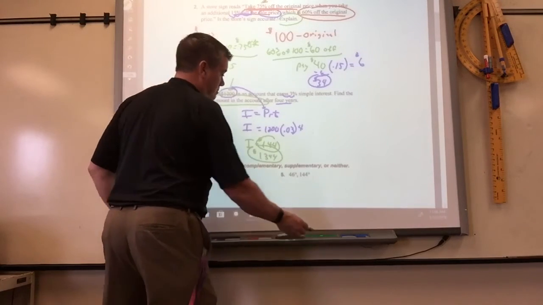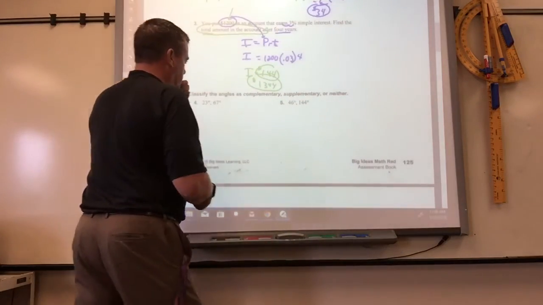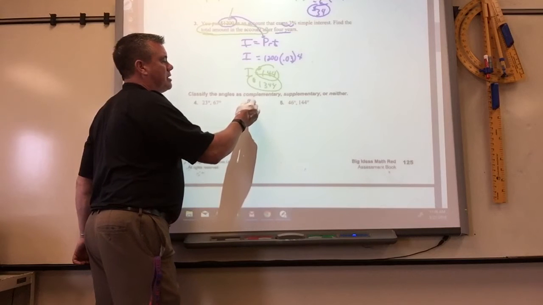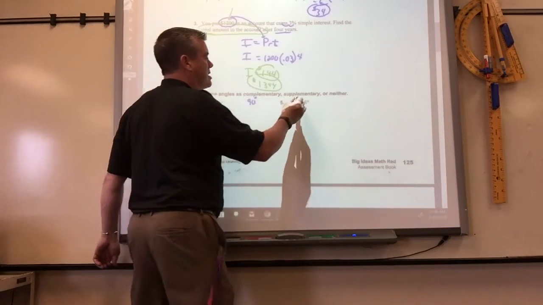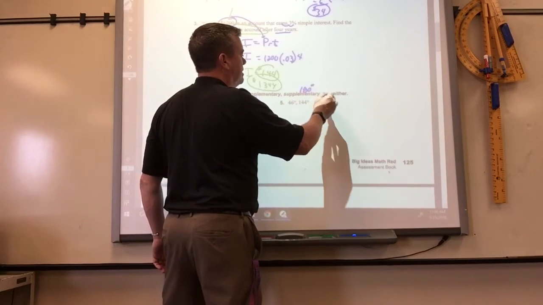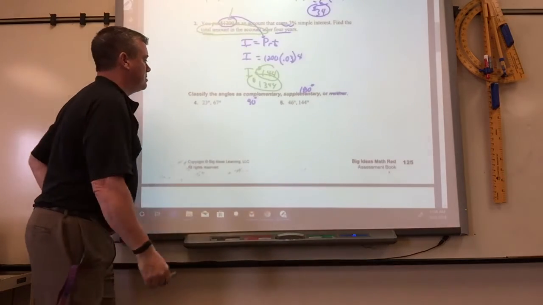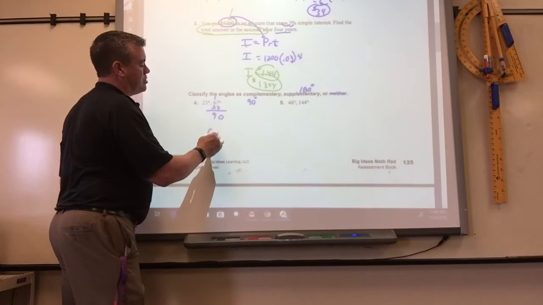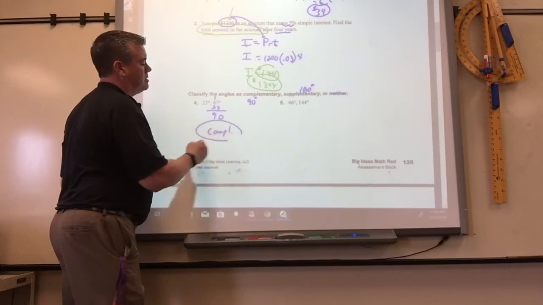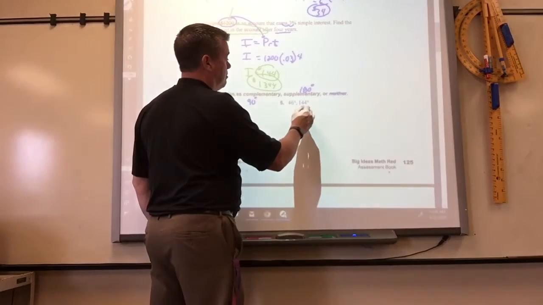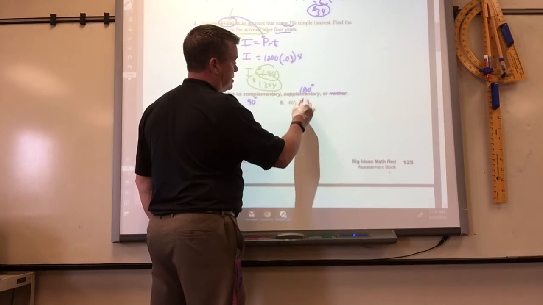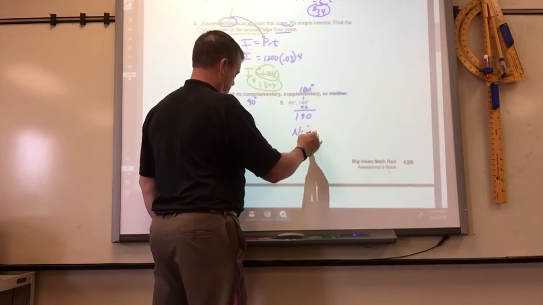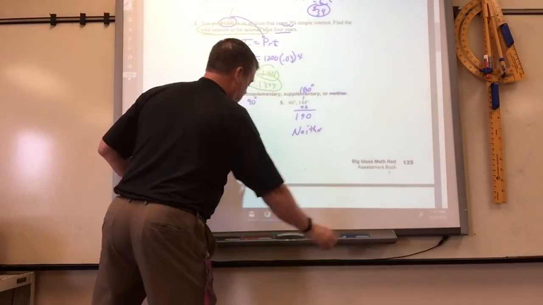Okay, classifying angles as complementary. Complementary adds up to 90. Supplementary adds up to 180. Neither is anything else. 23 plus 67 is 90, so that's complementary. 144 plus 46 is 190. It's not 180, so it's neither.